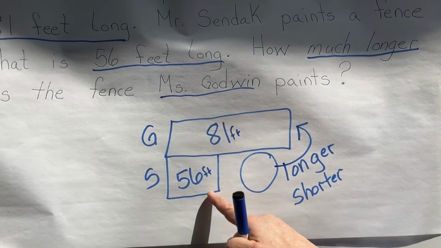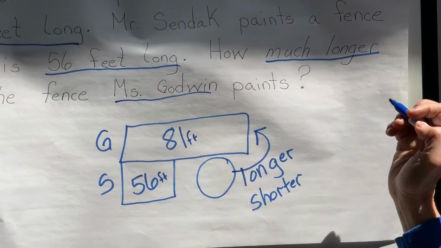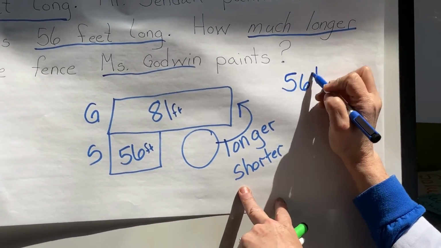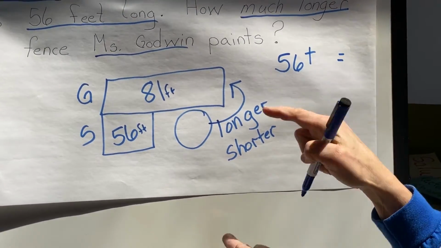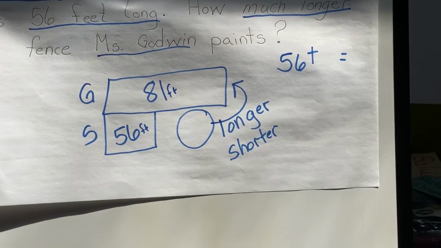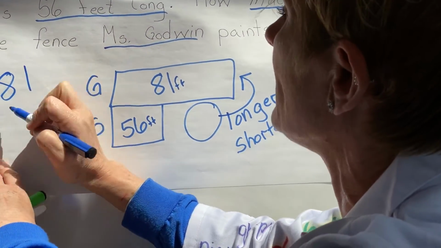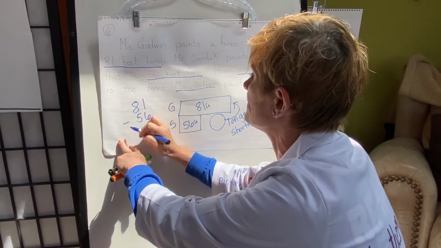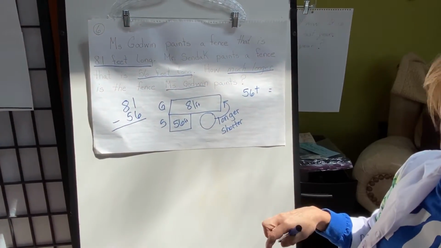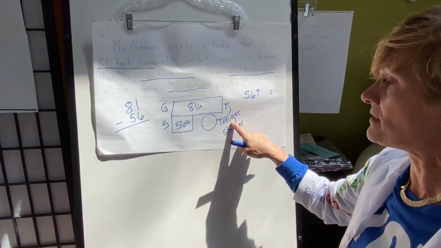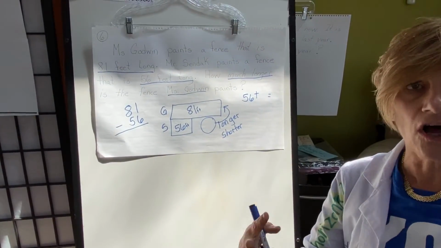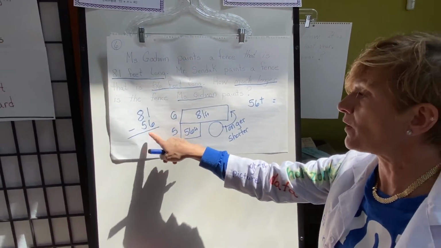You're thinking to yourself, 56, I could add on to find out how many more to 81. I could also solve it by going 81, take away 56, and I could find the difference. I could find the longer amount. So these are all choices. I'm going to try this one.